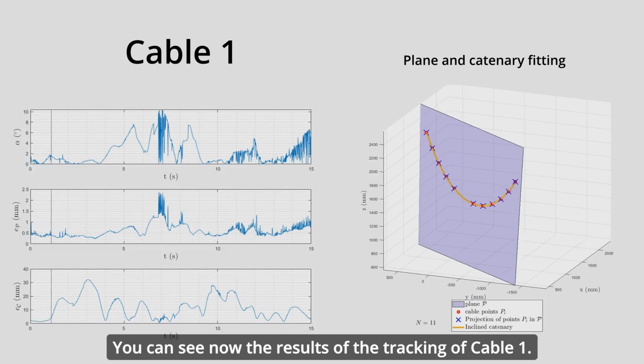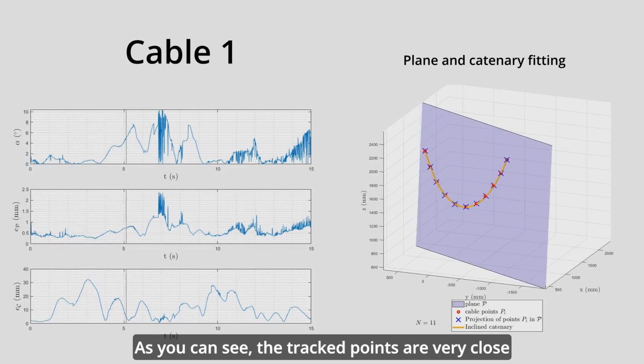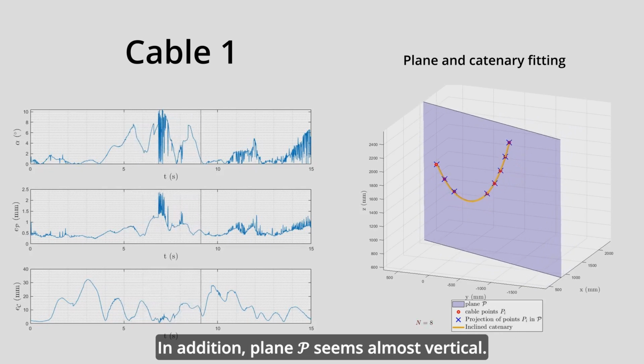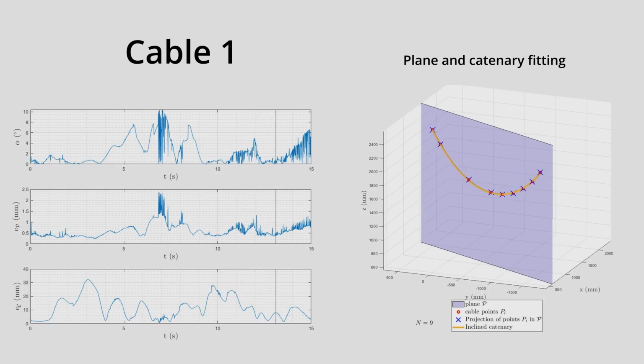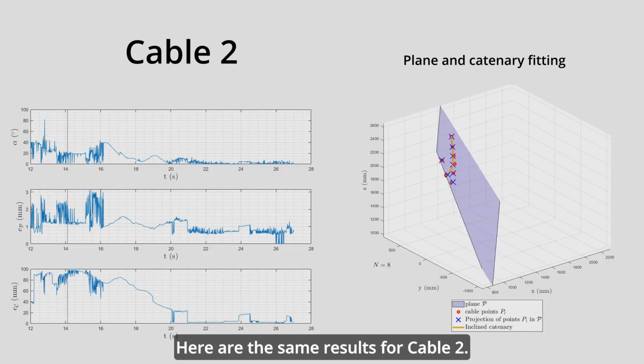You can see now the results of the tracking of cable 1. As you can see, the tracked points are very close to the estimated orange inclined catenary curve. In addition, plane P seems almost vertical. Here are the same results for cable 2.